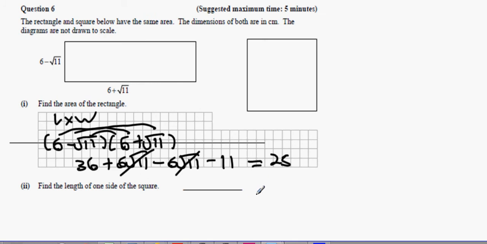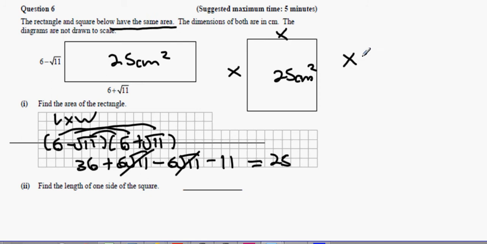Find the length of the square. Okay, so this is 25 centimeters squared. They have the same area, so this means this is 25 centimeters squared. Now remember, a square has the same length and width. So length multiplied by width is x multiplied by x, which is x squared. X squared must be equal to 25. X therefore is equal to 5. So the length of the side of the square is 5 centimeters.